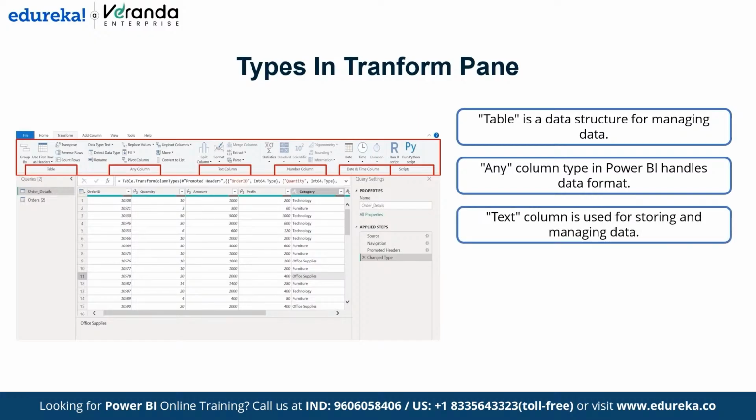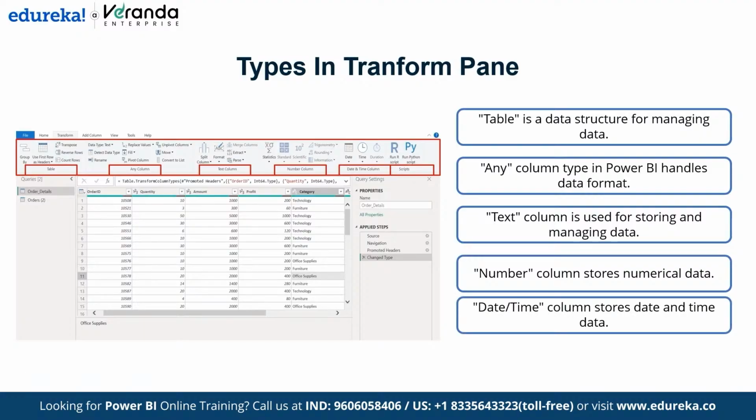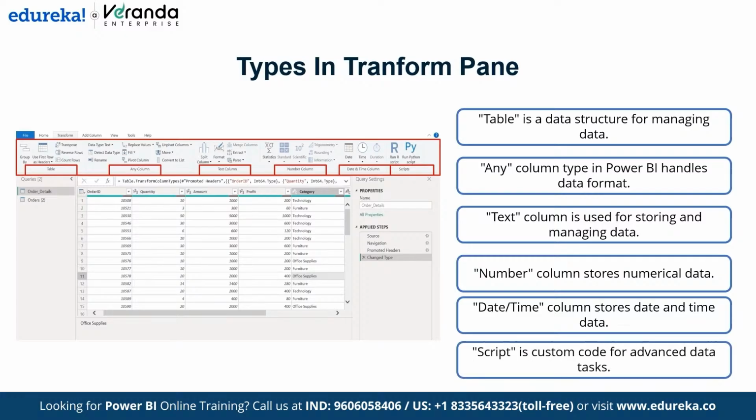Next is the text column, which is used to store and manage data consisting of strings such as names, descriptions, or any other alphanumeric data. Next comes the number column, which stores and manages numerical data such as integers and decimals. Then is the date-time column, which stores both date and time information. This column type allows for detailed time-based data management. Last is the script column. It is custom code for advanced data tasks.